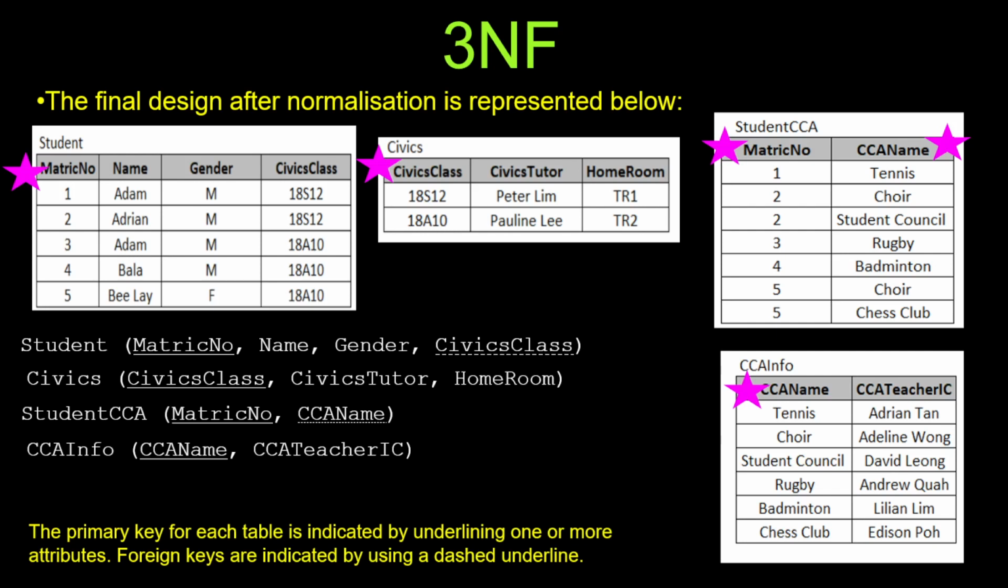Student CCA is the one that's a bit more unique. Both the matric number and the CCA name are your primary keys. So in this case, we underline it like that. But in the exam condition, you can just draw a solid line. If I see 2 solid lines here, basically both of them form a composite key. Then of course CCA info, the primary key is CCA name, underlined. There are no other foreign keys, etc.